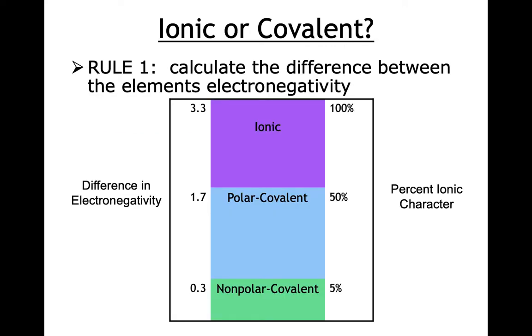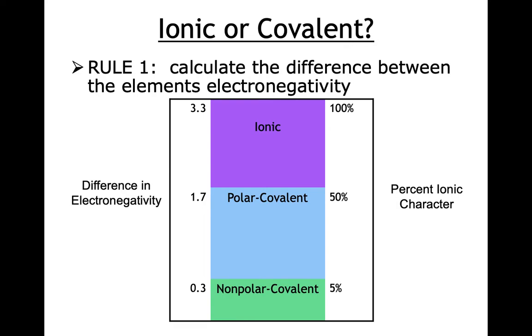This is the chart that's on page 3. What is the difference between the electronegativity values? Notice that there's a left side that shows the difference in electronegativity, numbers from 0 to 0.3, up to 1.7, and then above 1.7. And then the other side shows you what is the percent ionic character, and that just tells you how much like an ionic bond it is.